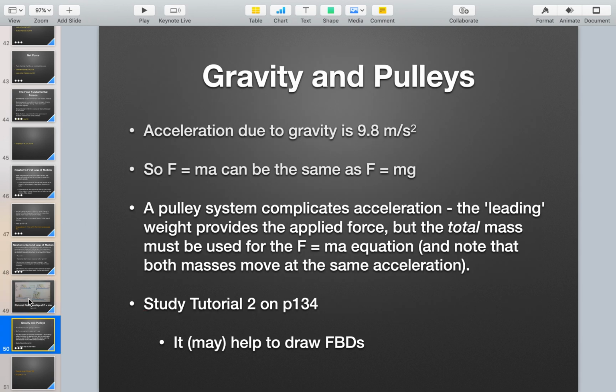Oops. Oh yeah, we are doing this. Okay, gravity and pulleys. Write this down. Good, you wrote it down.